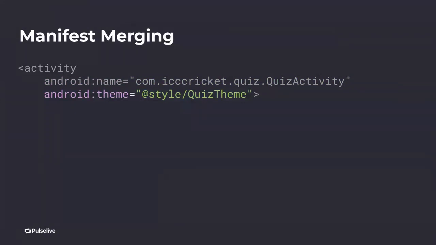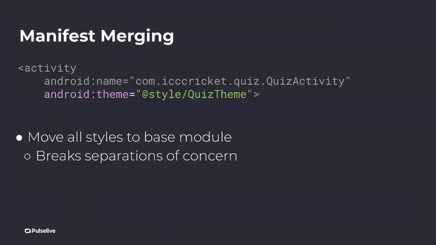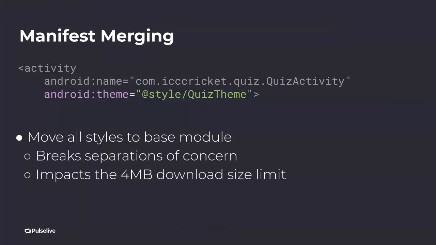Unfortunately, there are very, very few ways around this. One of them is that you could just lazily move all your styles to base. This would be fine then, because your manifest gets merged and it can now find the quiz theme, because the quiz theme now lives in base. This is kind of horrible because it breaks that separation of concerns, right? You have bits of your quiz feature in the quiz module and bits of it in base, and it's not very nice. It also threatens your 4 megabyte download size limit.